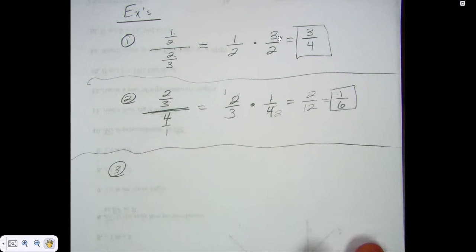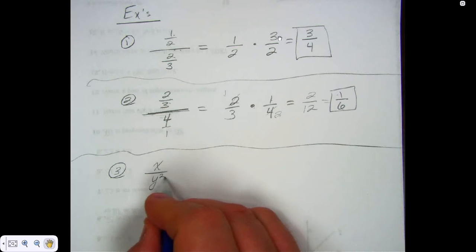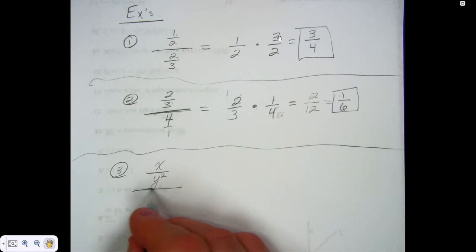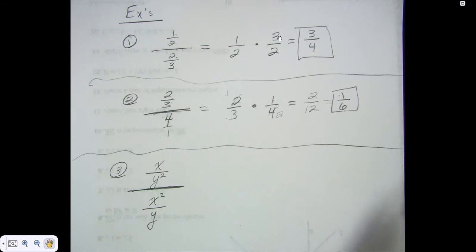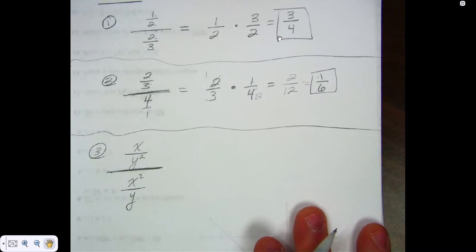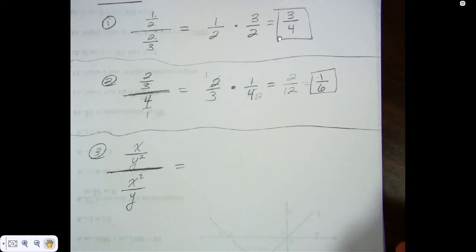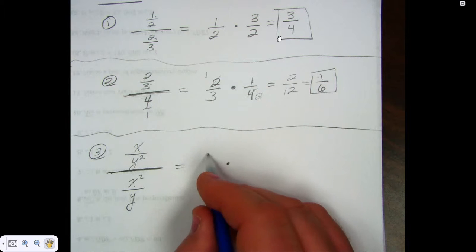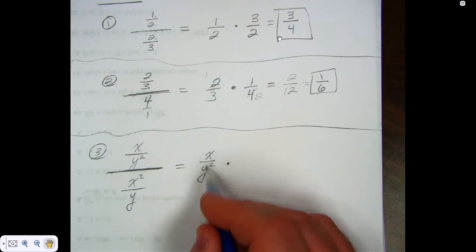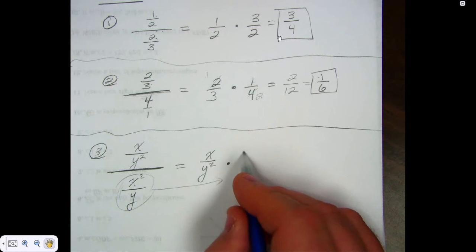Now, as you imagine, we're going to have some ugly, maybe some variables. X divided by y squared over x squared over y. Has the concept changed at all? I gotta change division into what? Multiplication. How do I do that? The number at the bottom, I what? X over y squared times, what do I do with it? I flip it. It becomes what?